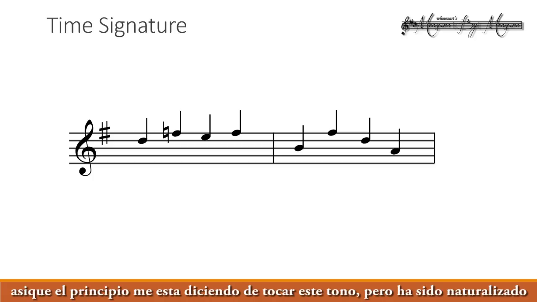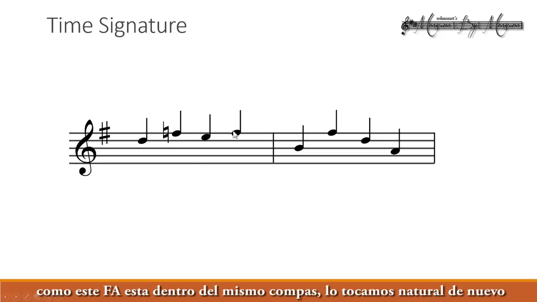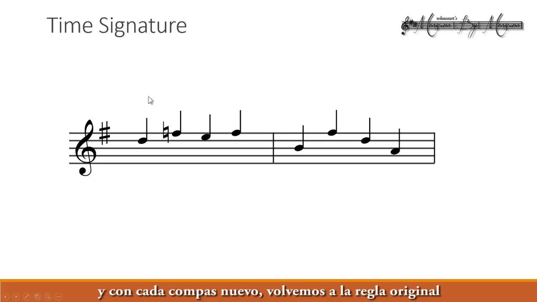So in the beginning it's telling me to play F sharp in this song, but it's been naturalized, so we play the F natural. Then we have an E right here, and then an F again. Since this F is still within the first measure, we know that we have to play it natural again. Now here we begin a new measure. This line divides the measures. And every time we have a new measure, we default back to the ground rule. So all our Fs are sharp again.